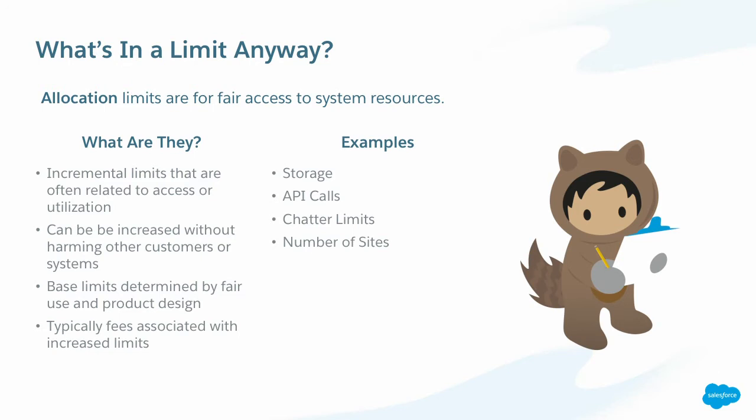Now, with allocation limits, because we can scale them independently of the resources, we will typically have some sort of fee associated with them to make sure that as you're getting more use out of it, we are conversely also putting more money into the infrastructure to support it. So for example here, storage. The more storage you use, the more storage we have to buy. A fairly simple equation. API calls. Again, as we scale with customers, we want to be able to offer you more and more API calls, but it means that we have to build up infrastructure to be able to do that. Other examples include chatter limits or the number of sites that you might have when you're building some out using one of our products.